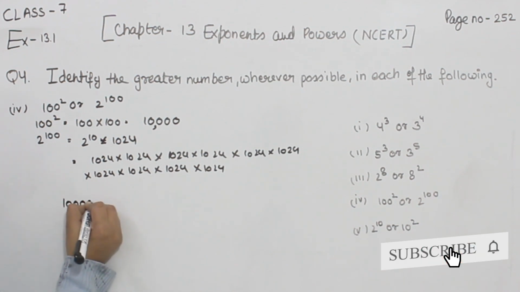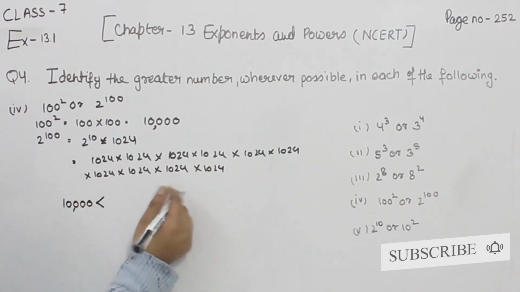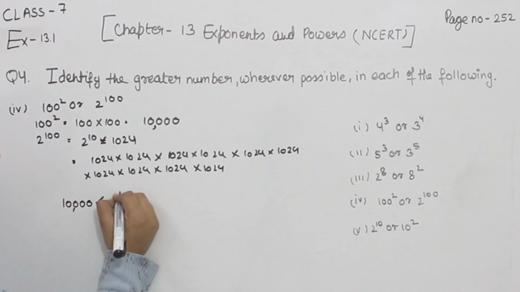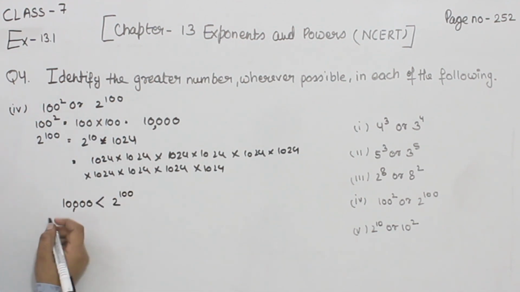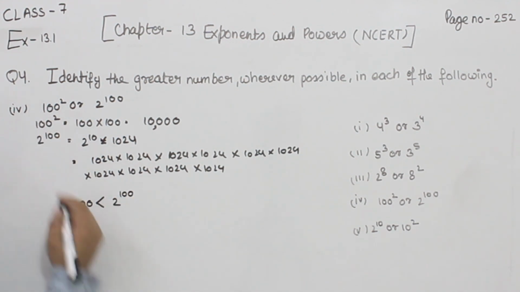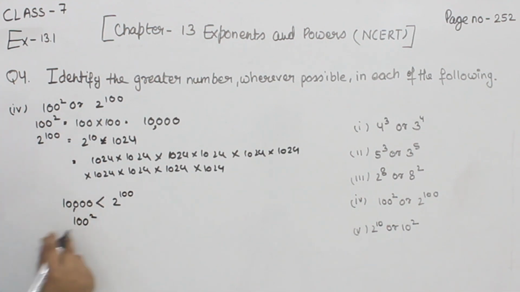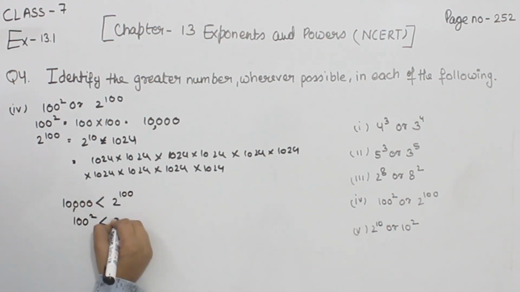10,000 is smaller than 2 to the power 100. So I'm going to write here this 10,000 is representing 100 to the power 2. This one is smaller and 2 to the power 100 is the greater one. So this is the part 4.